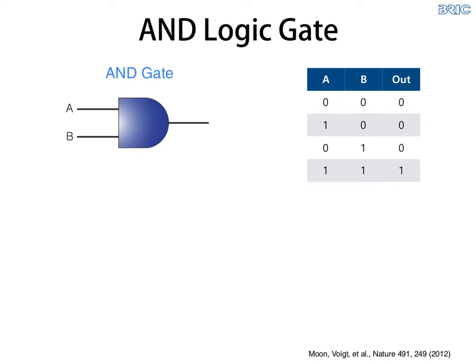So the AND logic gate is illustrated here. It has two inputs and one output. The AND gate is true when both of the inputs are true. So when A and B are true, the output is true. And we can do an analogous thing in synthetic biology systems.